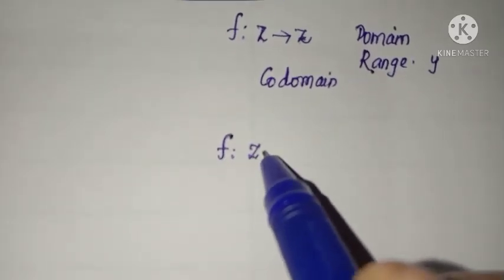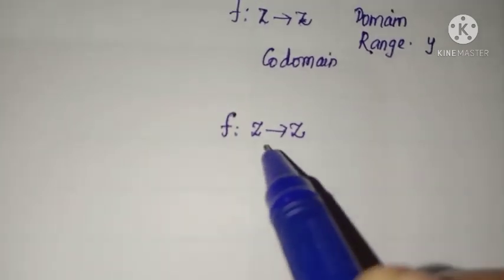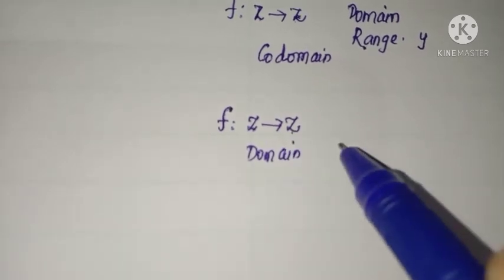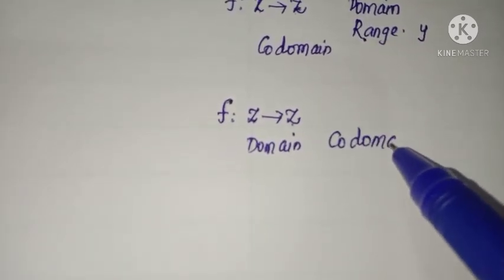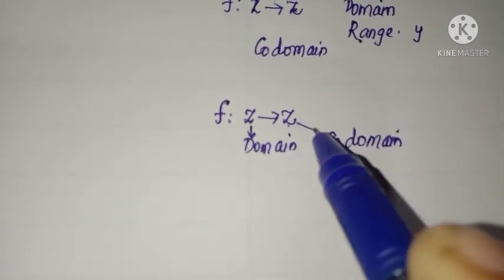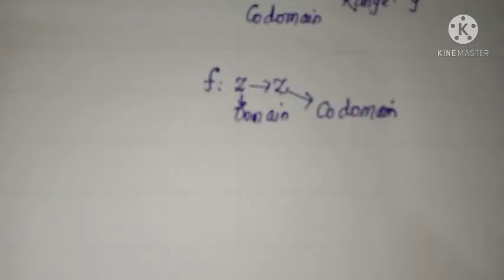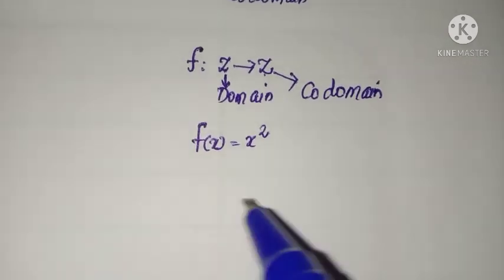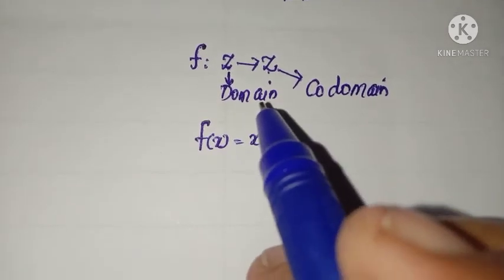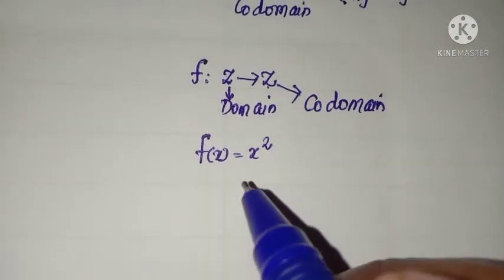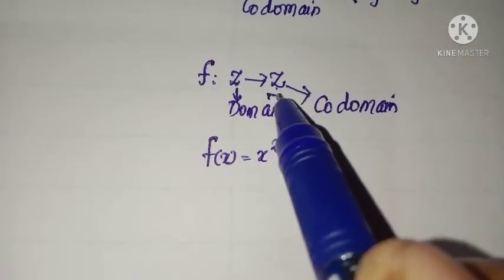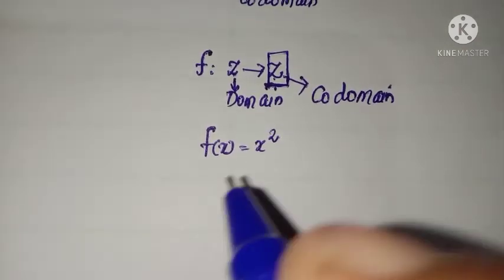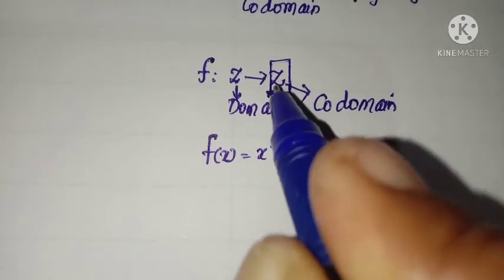Listen, the same example. F is a function from Z to Z. Here the first set is known as the domain and the second set is known as the codomain. Here the function is defined as f of x equal to x square. We are going to prove whether the function is onto or not. So let us concentrate on the codomain set, and we start with the codomain set and take an element in this set.